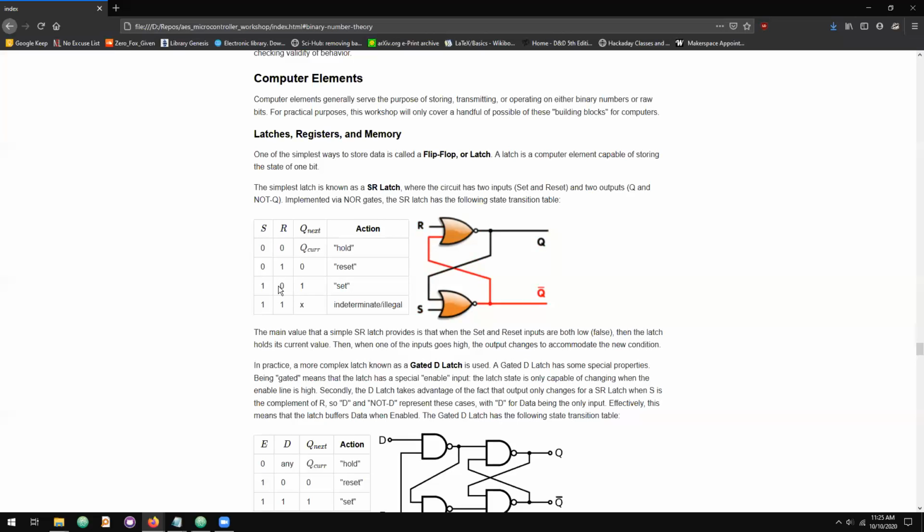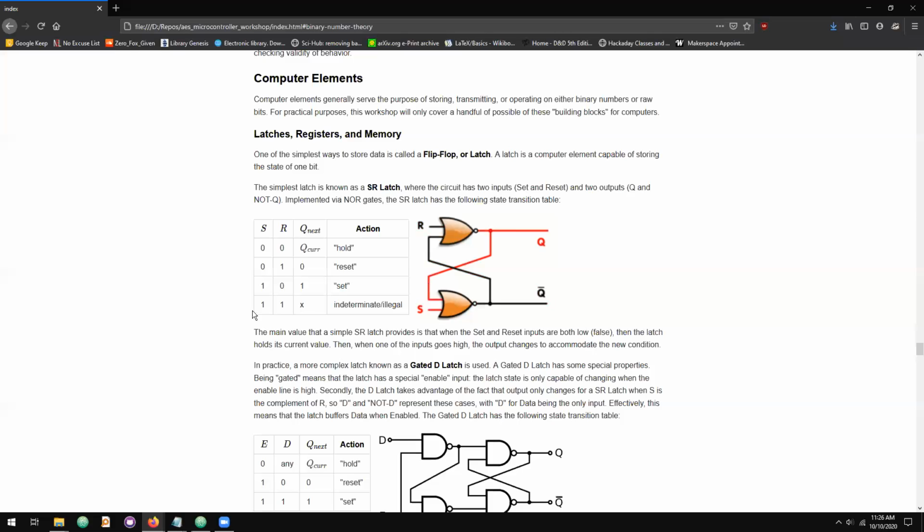And the truth table, or the state transition table that we're representing here, shows you how we transition between these states. So if S and R are both 0, then it holds the value that's currently represented at the outputs. Only when you're applying either S or R do you actually change the state of the output.